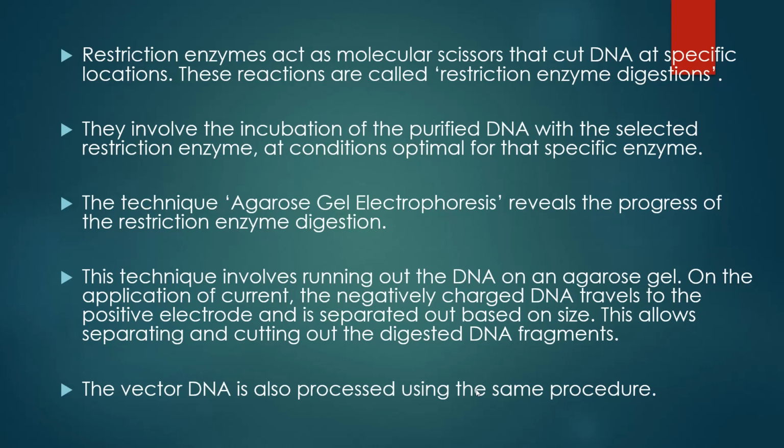Normally, agarose gel electrophoresis technique reveals the progress of restriction enzyme digestion. As we already know, this technique mainly involves the application of current. That means the negatively charged DNA travels to the positive electrode and is separated based on size. Electrophoresis mainly separates the DNA fragments based on the size. This allows separating and cutting out the digested DNA fragments.